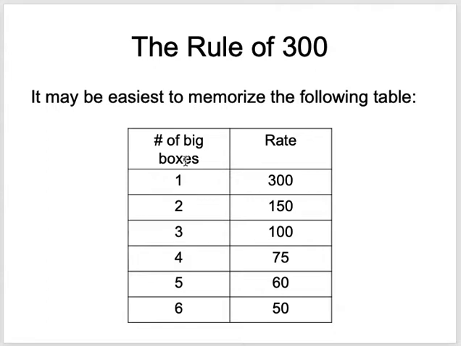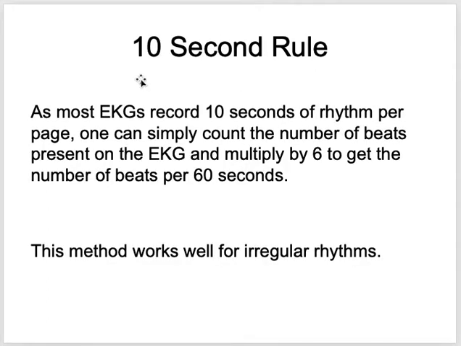So now, sometimes the heart rate is not regular. Then we can apply this rule of 10 seconds. Most EKGs record 10 seconds of rhythm per page, so one can simply count the number of beats present on the EKG and multiply by 6 to get the number of beats per 60 seconds. Okay, see what it means.